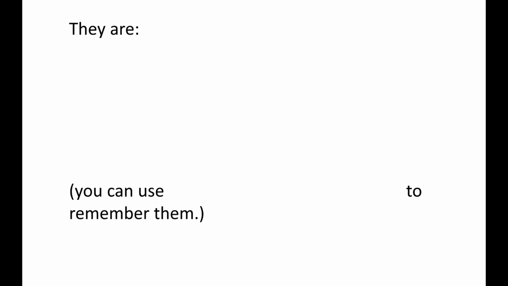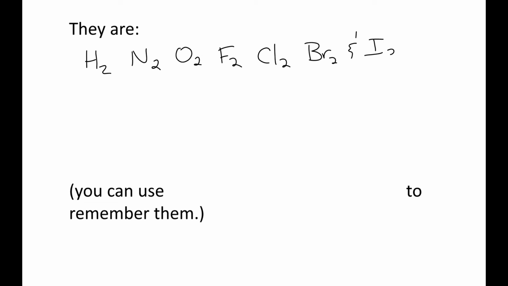Okay, now let me list them. You have to know all 7 of them. They are hydrogen, which is H2, nitrogen, which is N2, oxygen, which is O2. You know, we breathe in oxygen, we breathe in O2. So that one should be very familiar to you. F2 is fluorine, chlorine, which is Cl2, bromine, which is Br2, and iodine, which is I2.